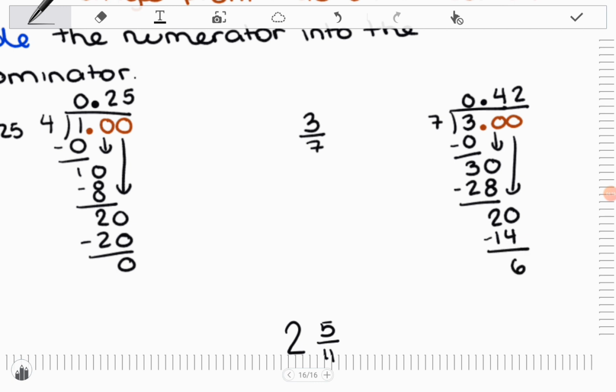I already have 2 decimal places. I already asked for 2 decimal places. That's it. So 3 over 7 is the same as saying 0.42. Easy, right? Let's see another one.